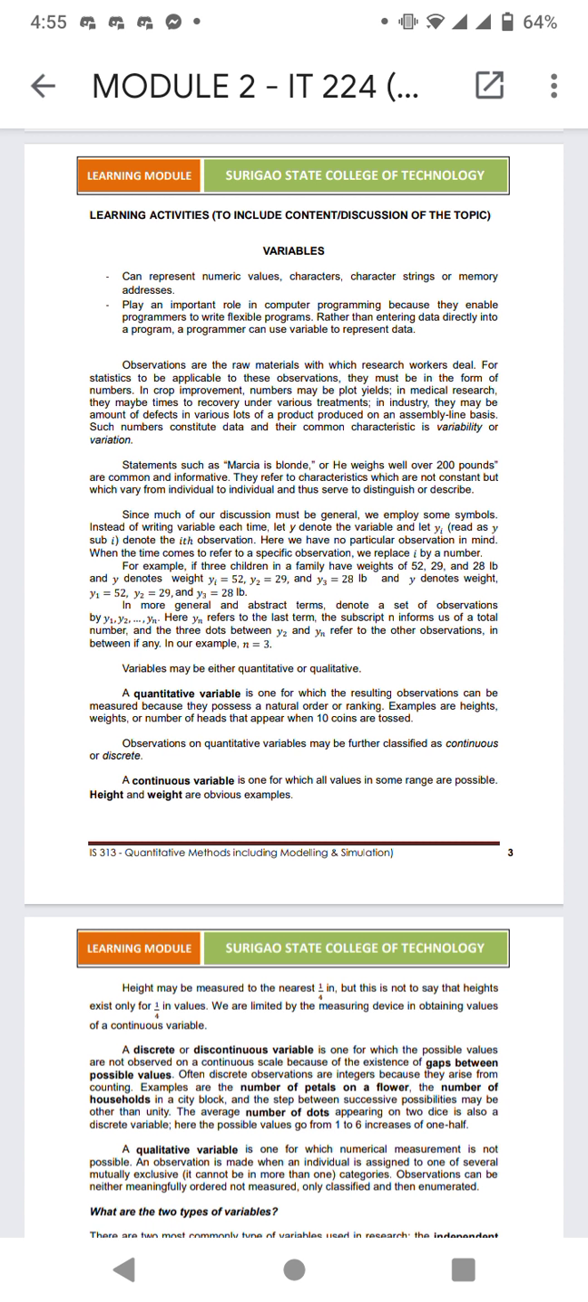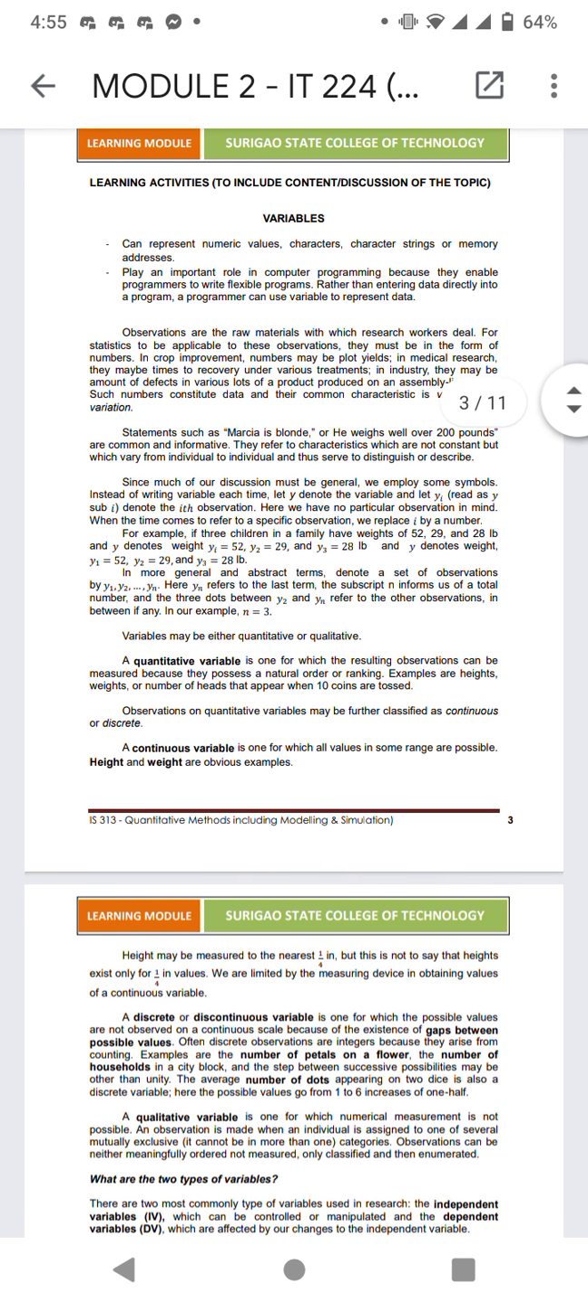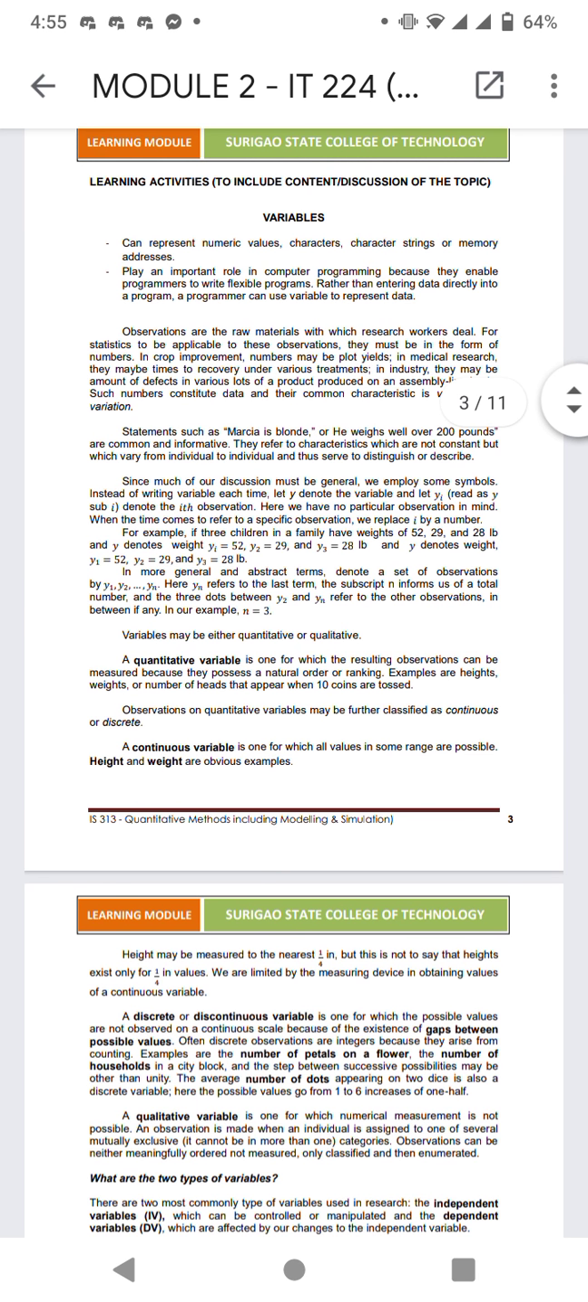For example, if you want to apply a specific type of measurement, you have to put a variable, meaning it represents the data so that you can use the data throughout your program. So observations are the raw materials with which research workers deal. For statistics to be applicable to these observations, they must be in the form of numbers. Statements such as Marcia is blonde or he weighs well over 200 pounds are common and informative.